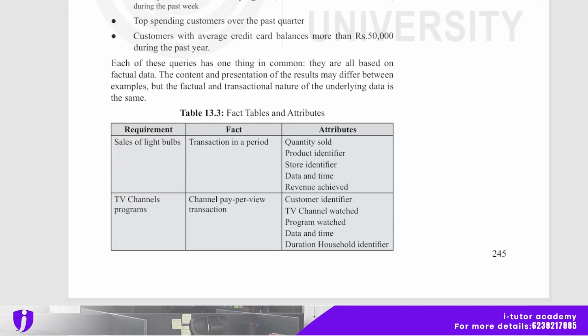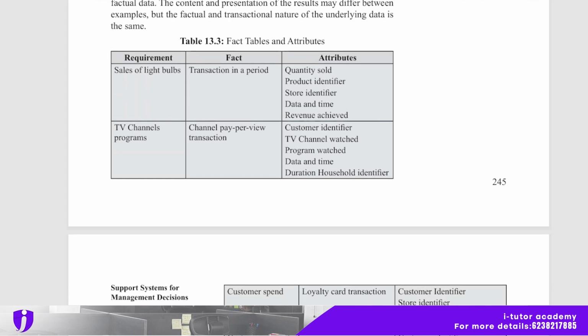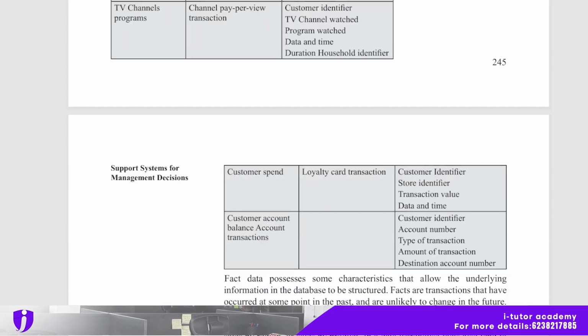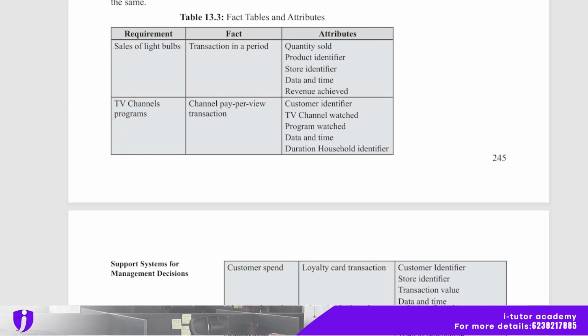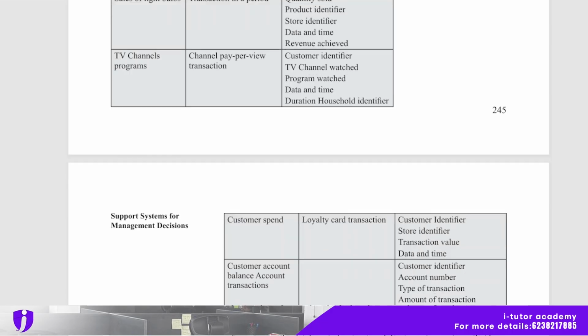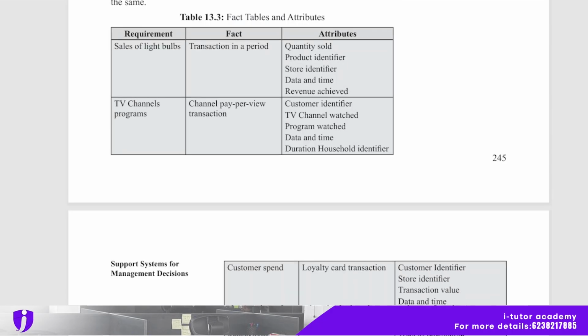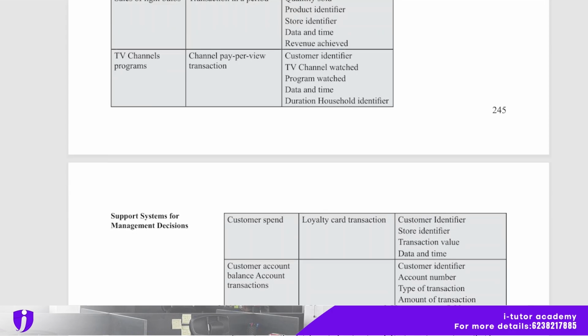Each of these queries has one thing in common: they are all based on factual data. The content and presentation of the result may differ between examples, but the factual and transactional nature of the underlying data is the same. Fact table and attributes. Requirement, fact, attribute. The requirements are sales of light bulbs, TV channel programs, customer spend, customer account balance, account transactions. And the facts are the transactions in a period, channel pay-per-view transactions and loyalty card transactions. So there are attributes also. Please refer to this table.